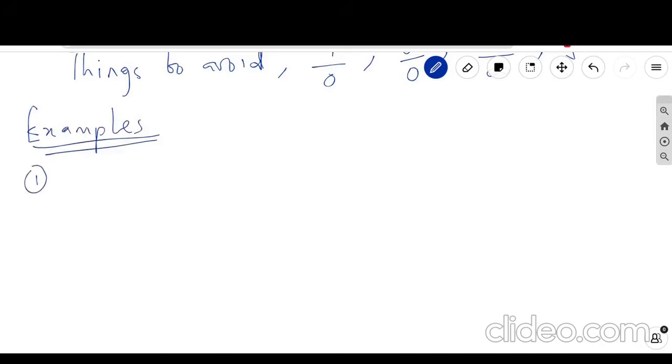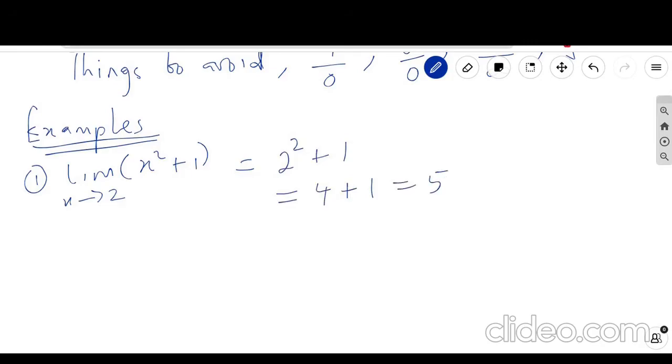So example 1 says lim x tends to 2 of x squared plus 1 is equal to, don't forget I told you that it's a direct substitution. So whenever you see your x, you put your 2. That's just the meaning. Anywhere you see your x, you put your 2. So this can be written as 2 raised to power 2 plus 1, which is 4 plus 1, and that will give 5. Alright, so that's very direct.